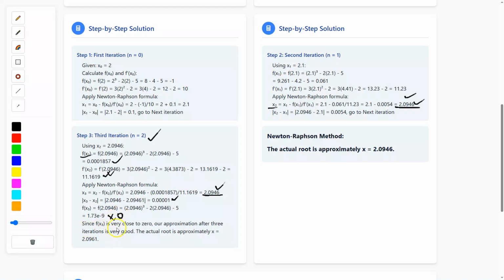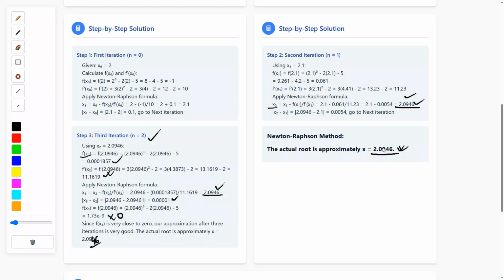Since f(x3) is very close to 0, our approximation after 3 iterations is very good. The actual root is approximately x = 2.0946. So this is the root.